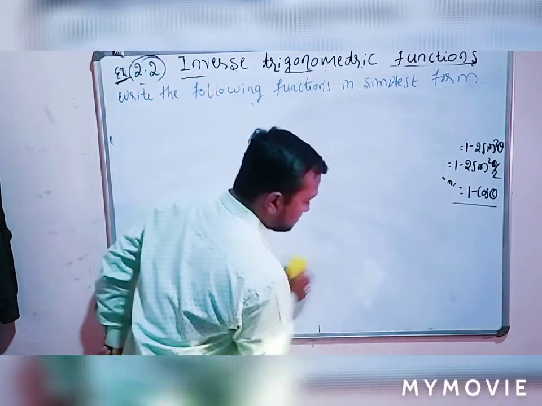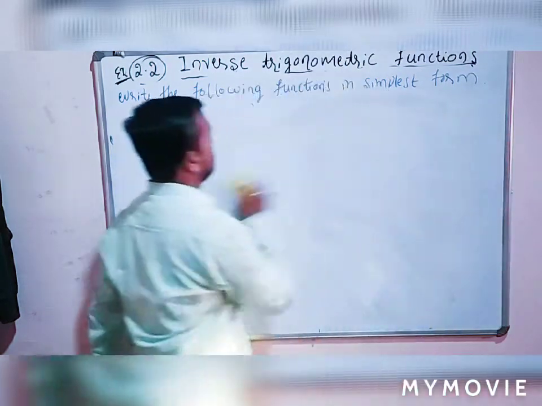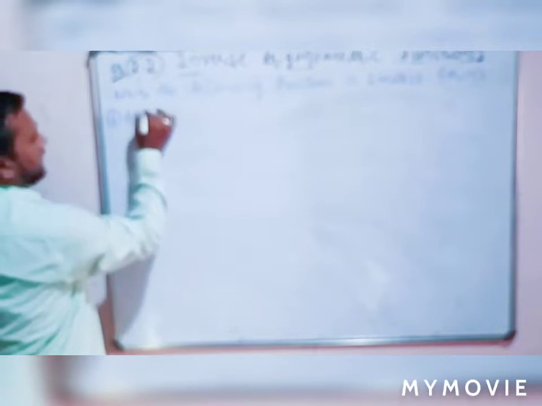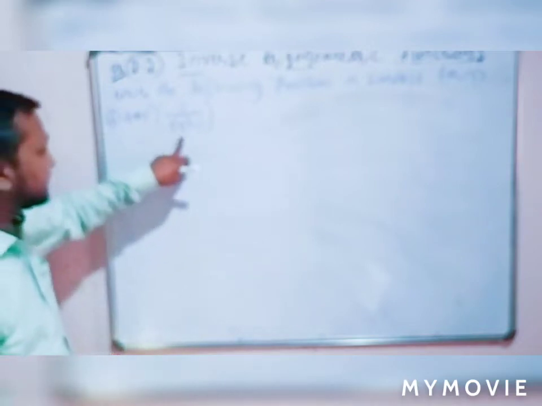Next example, write down tan inverse of 1 divided by root of x square minus 1. This is also a very simple example. In the previous class we discussed cot inverse of 1 divided by root of x square minus 1. Here also we can put x equal to sec theta or x equal to cosec theta, so I can solve it using 2 methods.